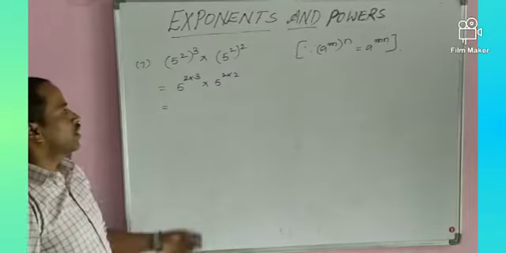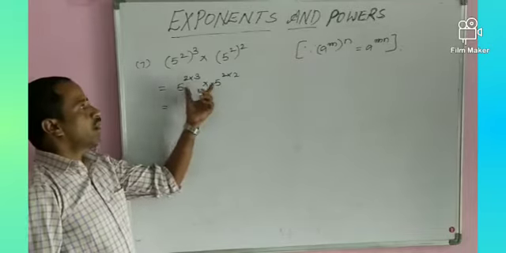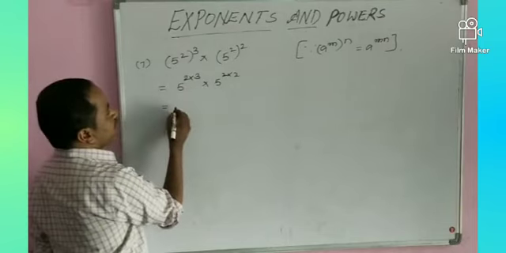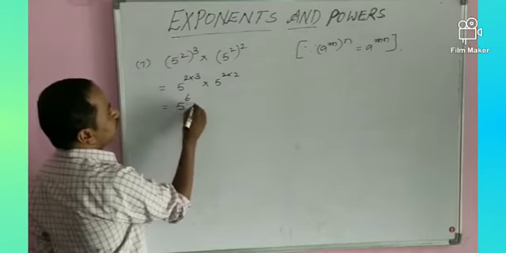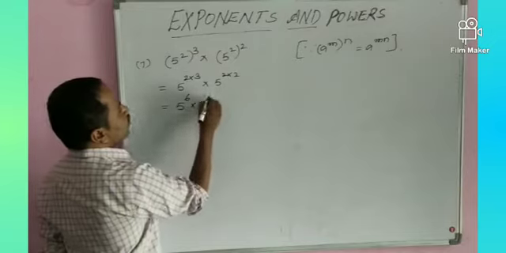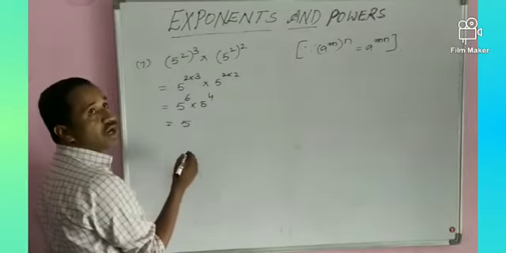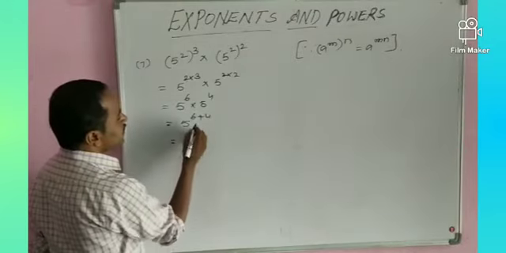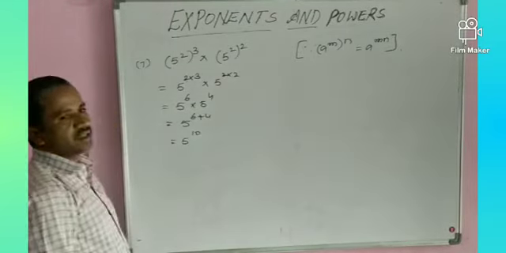Here also what do we observe? Bases are equal, powers should be added. 2 3s are 6, into 2 2s are 4. Bases are equal, powers should be added. 6 plus 4, 10. That is the answer.